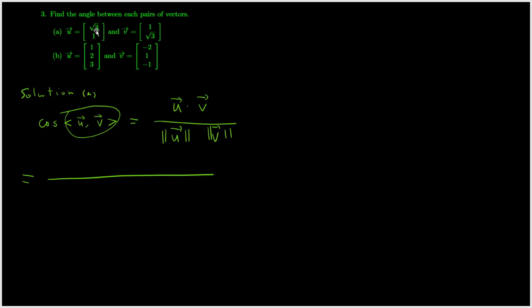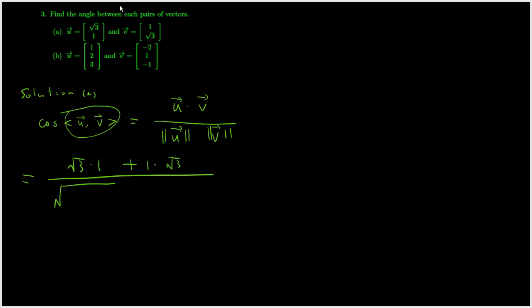If you do not know the meaning of square root, you could be in trouble actually. Okay. Now I'm trying to get the numerator, so we have square root of 3 times 1, right? And then plus 1 times square root of 3. You multiply the corresponding components in u and v, and then you add the products. And then on the denominator, you compute the length of the two vectors.